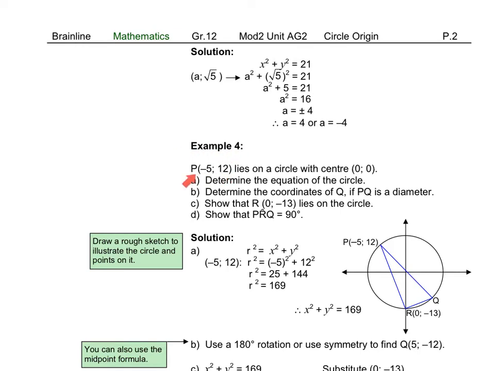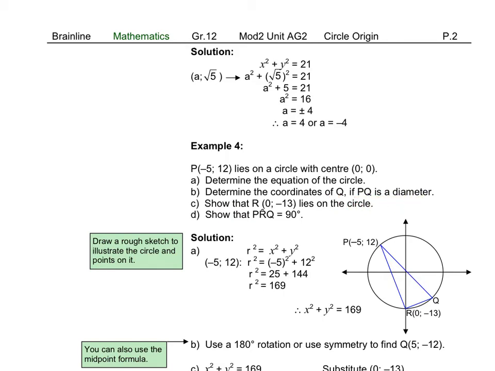We are given a coordinate P of minus 5 and 12, which lies on a circle with center the origin (0, 0). We are asked to determine the equation of the circle, so we will use the standard form of a circle with center the origin, x squared plus y squared equal to r squared. Then question B: determine the coordinates of Q if PQ is a diameter.